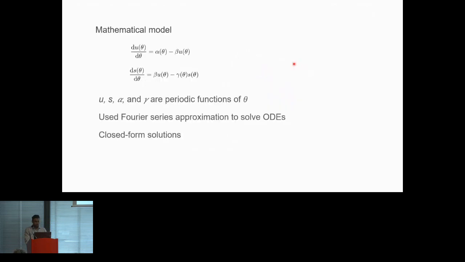Okay, so this is the mathematical model. Once again, we have a system of coupled differential equations. Note that because this is a cycling dynamics, U, S, alpha, gamma, these are all periodic functions of theta. So we used Fourier series expansion to solve the ODEs. And we were able to get closed form solutions for all of these.